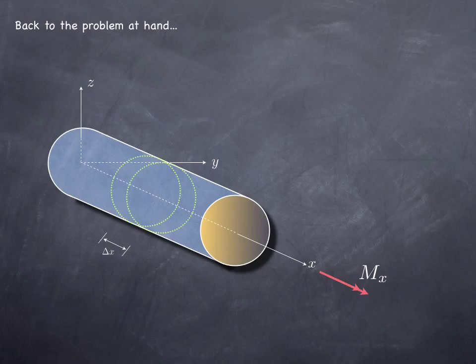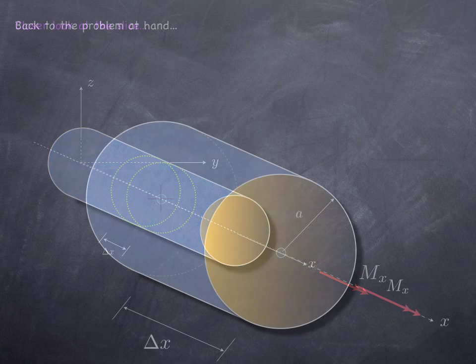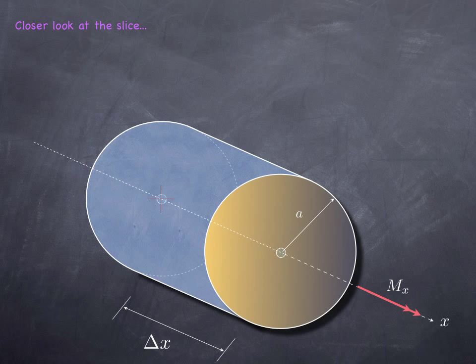Again, I'm going to isolate a smaller segment of the circular shaft and take a closer look at it. Let's assume that the shaft has a radius of a, and it's subject to a torque of magnitude mx on one side. And of course, it is going to have an equal and opposite internal torque on its other side so that it's in static equilibrium.